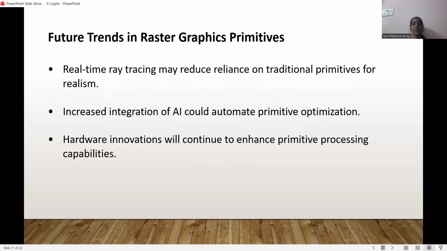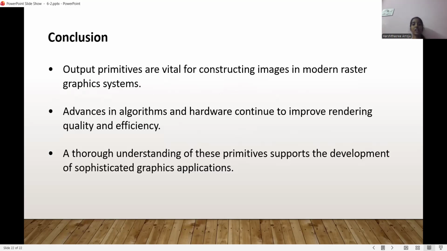Future trends in raster graphics primitives. Real time ray tracing may reduce reliance on traditional primitives for realism. Increased integration of AI and cloud may automate primitive optimization. Hardware innovations will continue to enhance primitive processing capabilities.